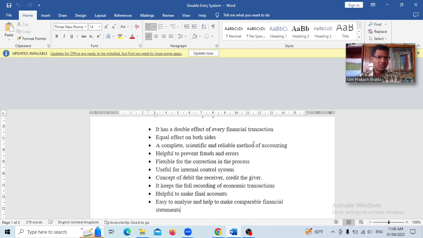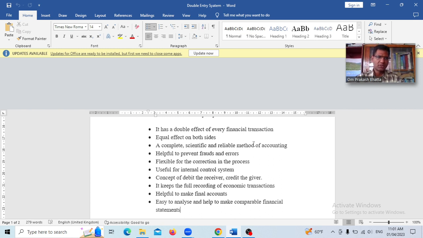Record keeping is very important to make the final account, because the final account is the last step, the last process, and this last step or process is totally based on different previous steps. It is easy to analyze and helps to make comparable financial statements. If we have data recorded on the basis of the double entry system, we can analyze different past information, past data, past results, and easily compare them to each other, and on the basis of this data we can make decisions for the future.